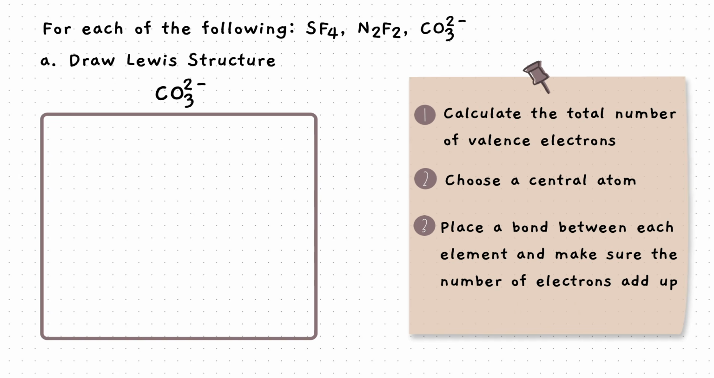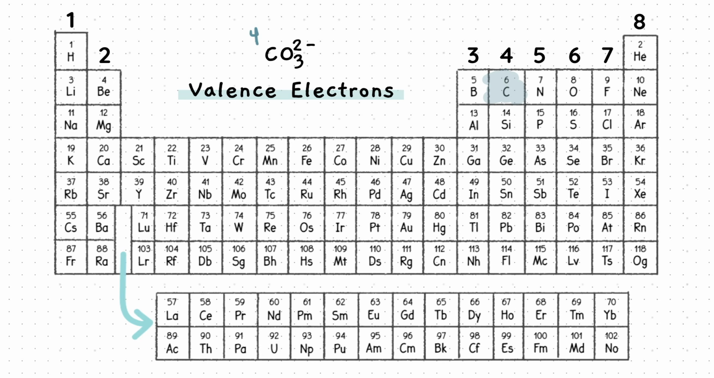Let's draw one more structure, and you know the drill. Start with calculating the total number of valence electrons. Carbon has 4 valence electrons. Oxygen has 6 valence electrons. Add 4 plus 3 times 6, and don't forget to add these 2 additional electrons. Recall that when there is a negative charge, we add those electrons to the total number of valence electrons. So we have a total of 24 valence electrons.